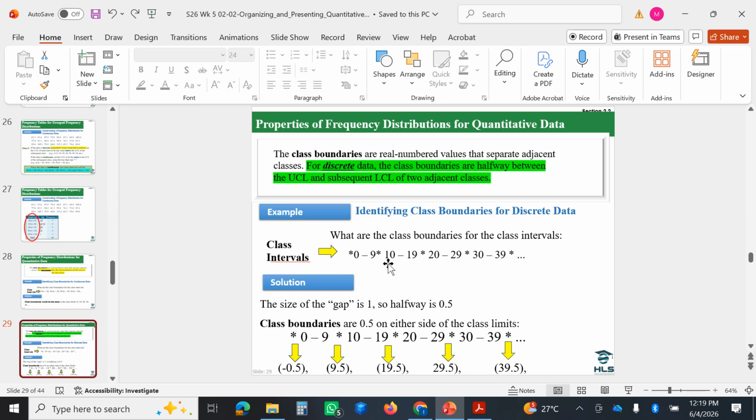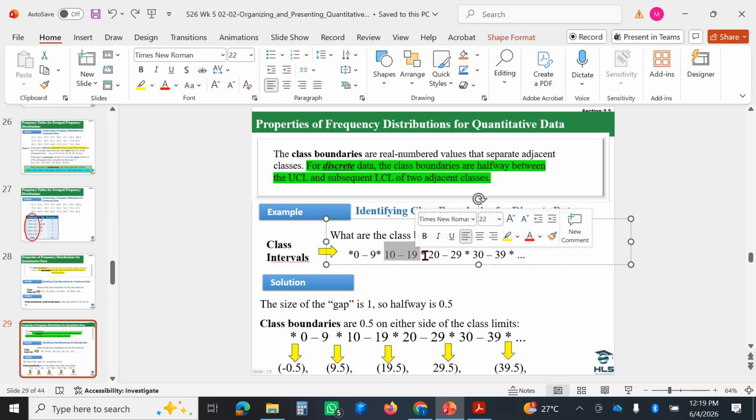These are kind of the class boundaries. These are the intervals, right? But these are the boundaries, and you'll see the asterisk there in between. So the size of the gap is 1, so halfway is 0.5. The class boundaries are 0.5 on either side of the class limits.